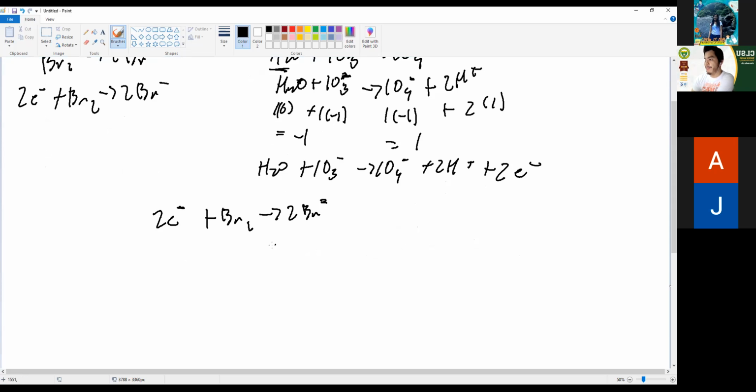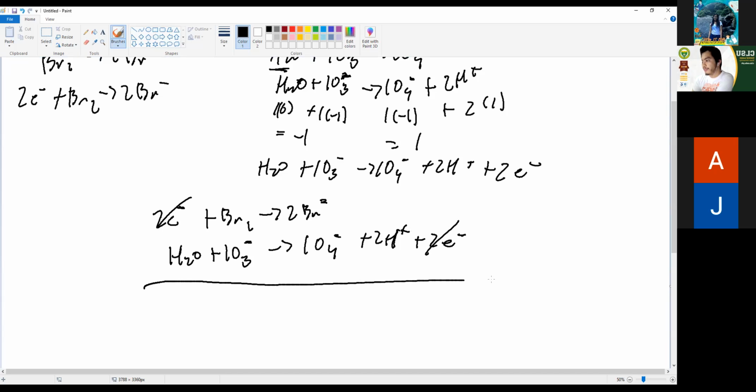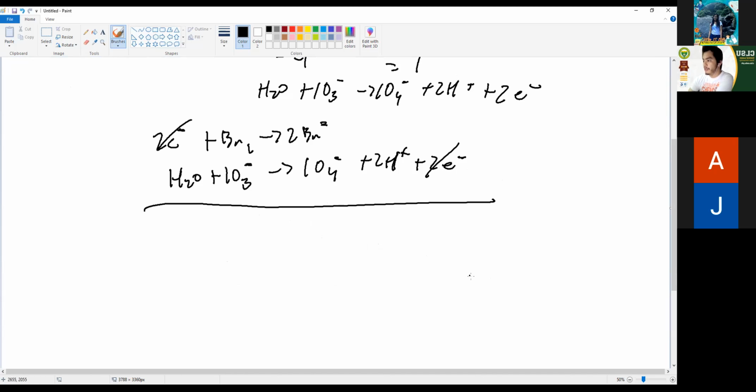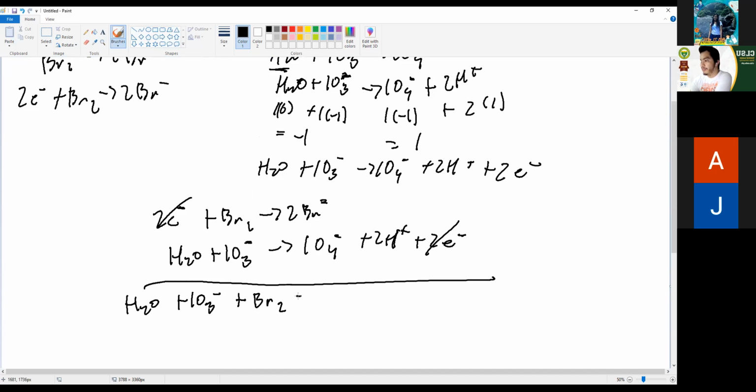Plus 2H plus, 2 electrons. So, cancel yung 2 electrons. Walang makakancel ng hydrogen, and yan na, balance na. So, ang gagawin natin is we will rewrite the whole equation. So, H2O plus IO3 negative plus Br2 will yield 2Br negative plus IO4 negative plus 2H plus.